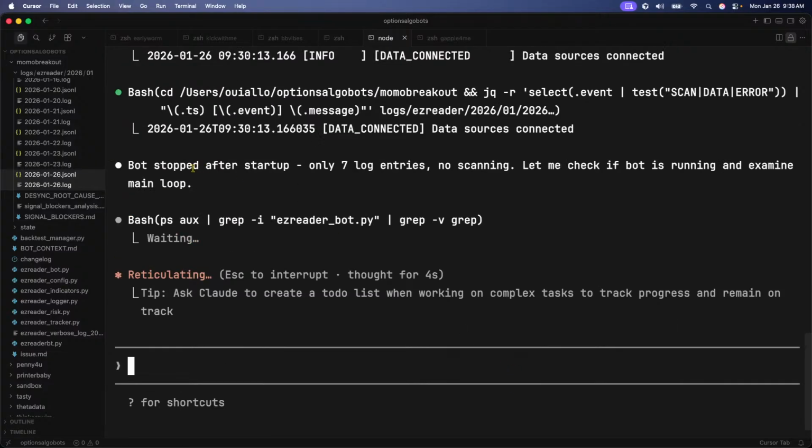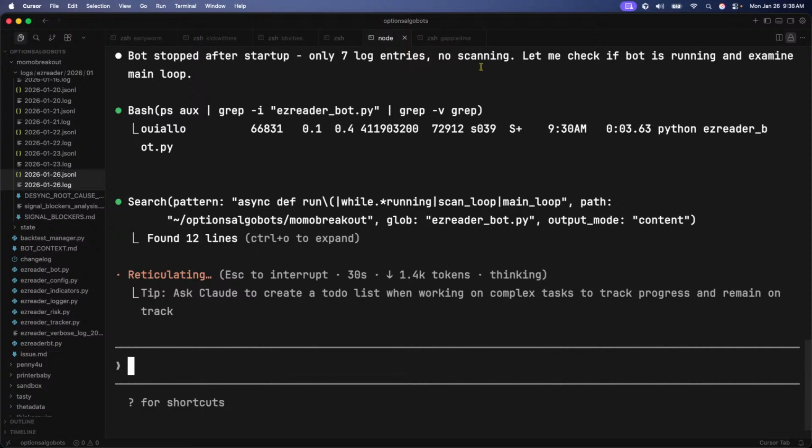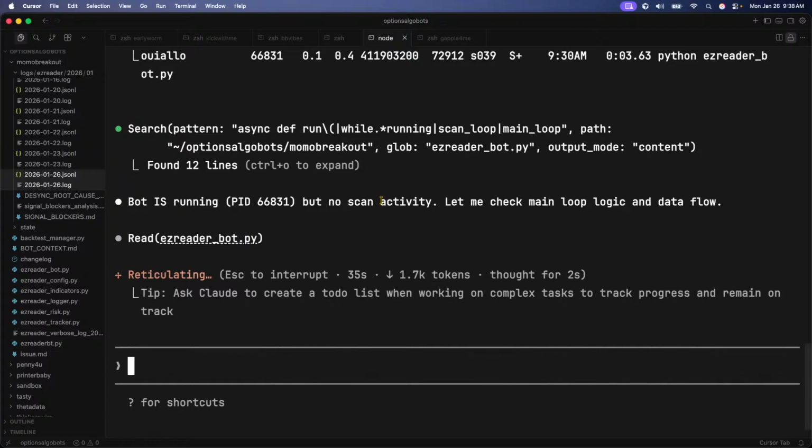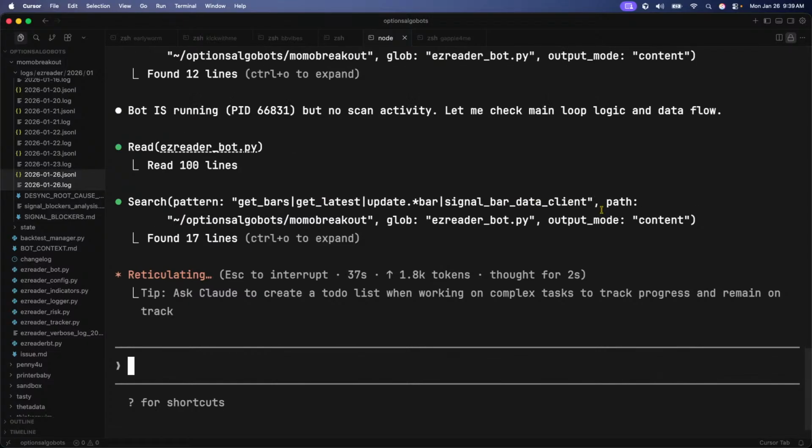Okay, the bot stopped after startup. Only 7 log entries, no scanning. Let me check the box. It is still running. The bot is running, but no scanning activity. Let me check the loop.